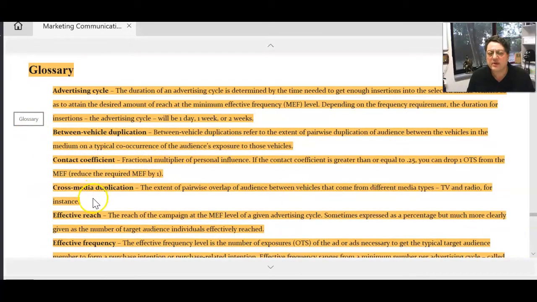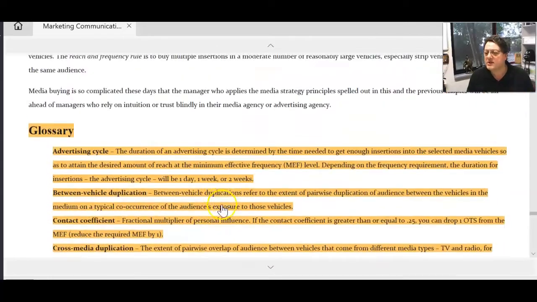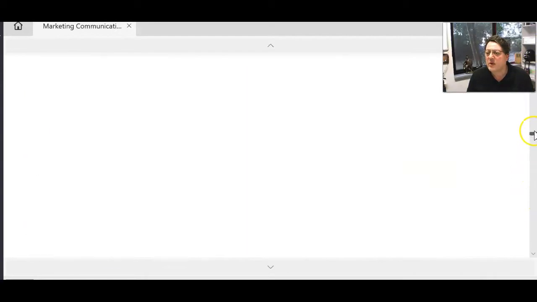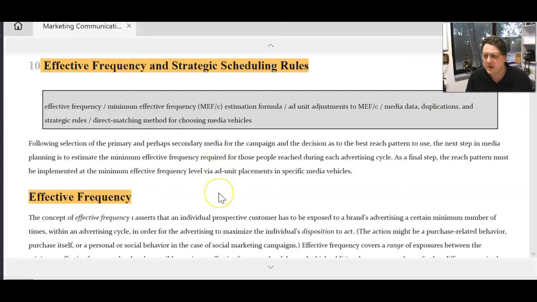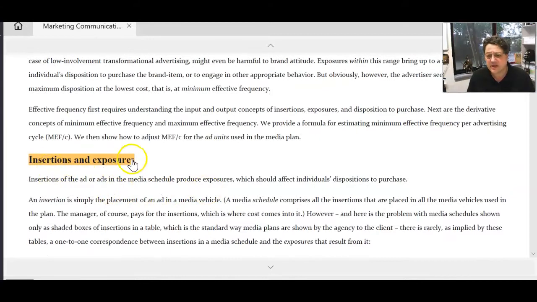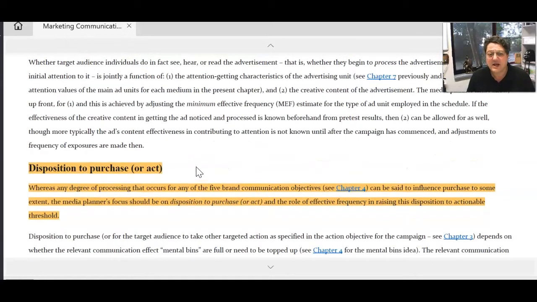Just understand what these terms mean and be familiar that it's all about going back to the very top of what we need to know in terms of the language that an advertising agency will use or the marketing manager will use. So what's your frequency? Gee, this is hard. Insertions and exposures. Effective frequency is based on exposures to the advertisement. If no one's seeing it, it's not working, right? Not really hard.